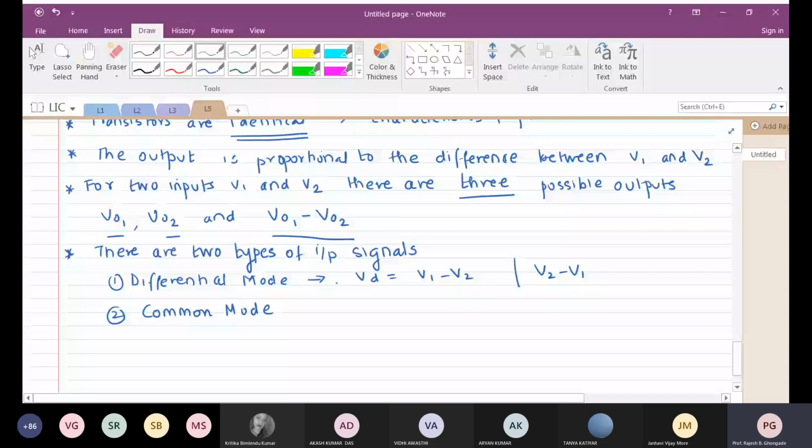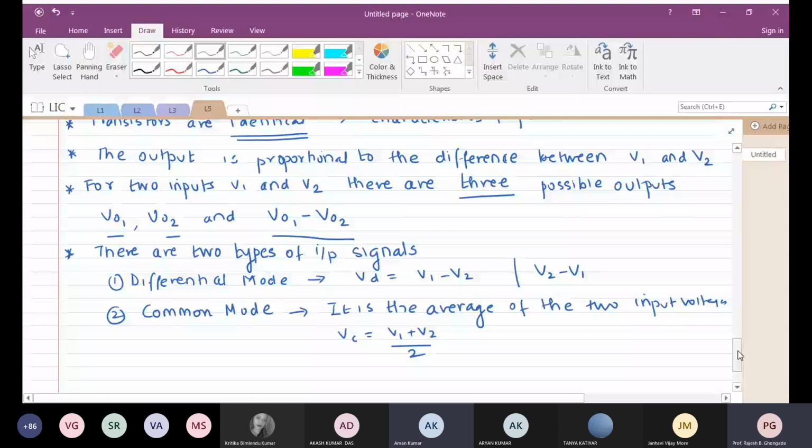What about the common mode signal? It is the average of the two input voltages. So VC will be (V1 plus V2) by 2. Okay, fine up to this point, guys? Yes, sir.